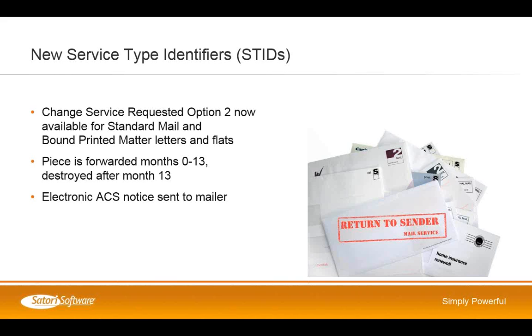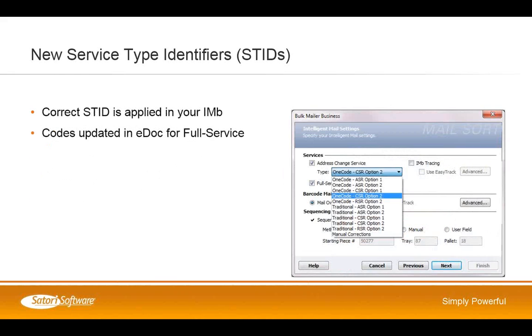It's almost like a first class mail service that you get with this option 2. With first class mail, that mail piece would just automatically be forwarded for free. If you're doing standard mail and bound printed matter, you have a little nominal charge to get that forwarding service. But for that really important standard mail and bound printed matter, you can add that in the service type identifier. And so we added that as one of the ACS options there in the intelligent mail settings screen. So you just select the option that applies to you. You'll see the new CSR option 2 there, and then we'll generate that information and put it into the intelligent mail barcode and the eDoc as well if you're using eDoc.